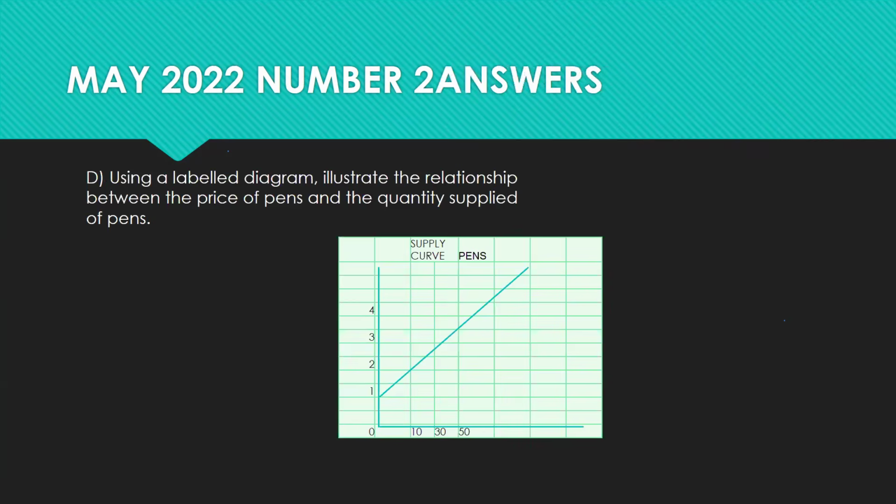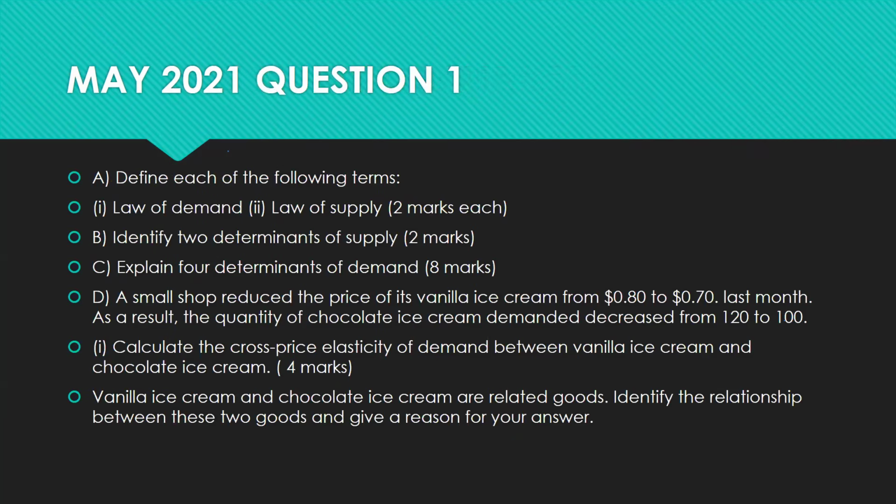Here, they're asking about the law of demand and the law of supply. The law of demand is simple. As price increases, what happens to demand? Demand decreases. And the law of supply: as price increases, supply increases. What are two determinants of supply?